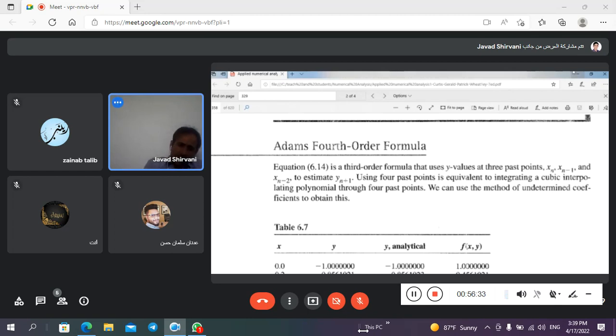We can use the same idea of Adams formula to obtain a more accurate, efficient algorithm.